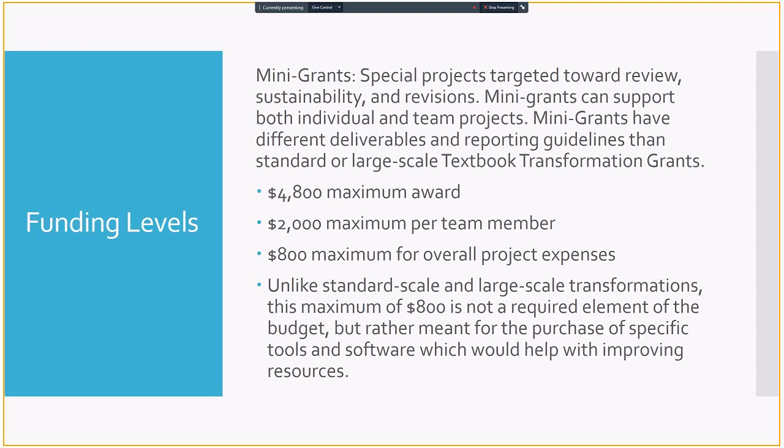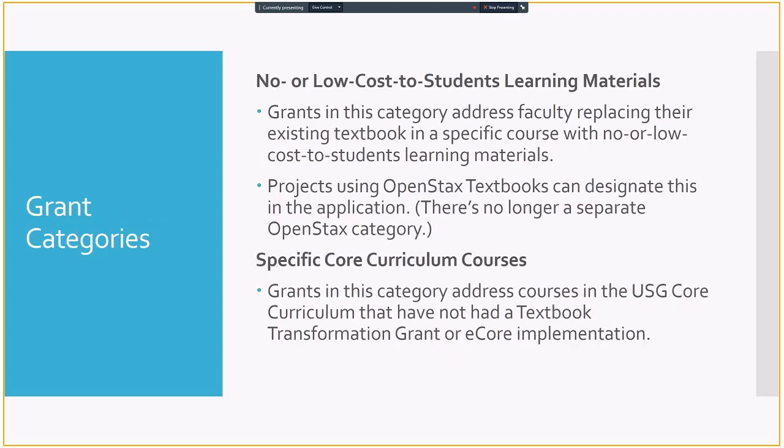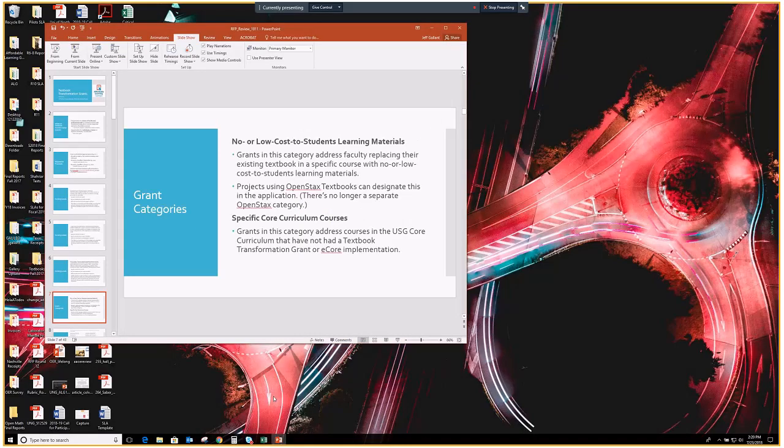So that funding is a little bit different from textbook transformation grants when it comes to the standard and large scale, because mini grants are meant for particular actions as opposed to a big giant transformation. For grant categories, the no or low cost of students' learning materials is the big catch-all for all of them. But when it comes to the other categories, we're doing it a little differently this time around.